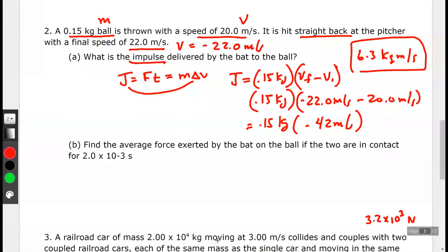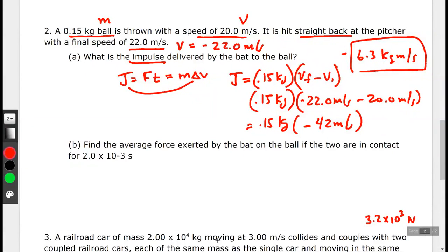Actually, wait a second. Yeah, this is a negative value, isn't it? Let's take a look. Yep, I left out the negative. It's negative 6.3.